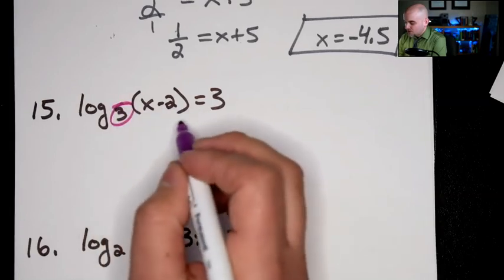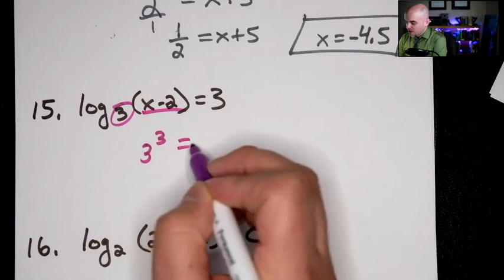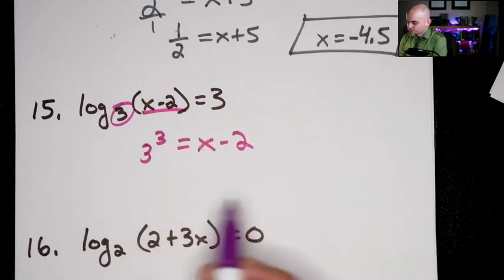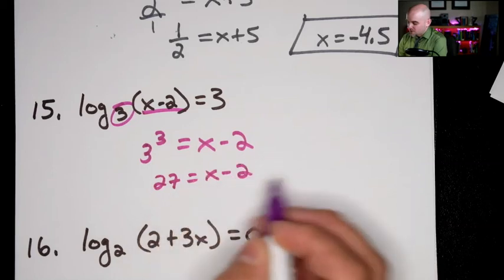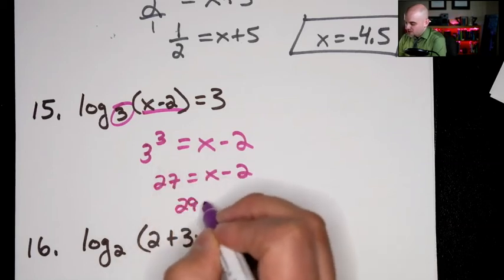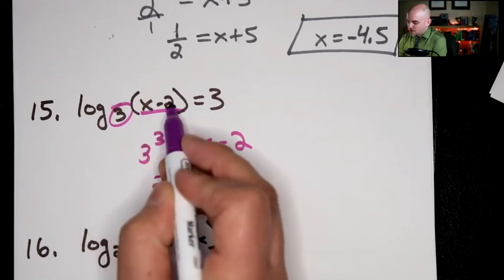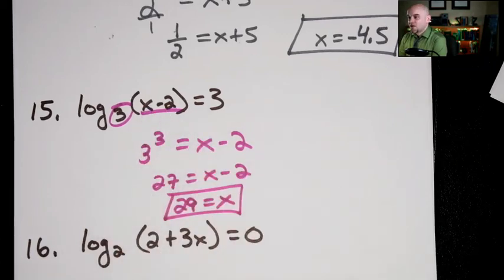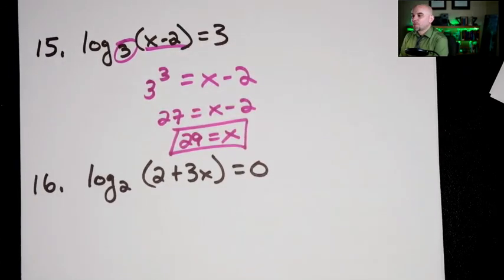Here's my base 3. I'm going to raise it to the 3rd power, and that must equal x minus 2. 3 to the 3rd is 27. So 27 equals x minus 2. Add 2 to both sides, and 29 is equal to x. Double check it. 29 minus 2 is 27, and that is a positive number, so that will be okay there.